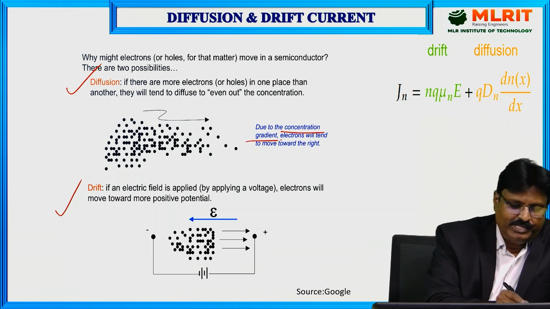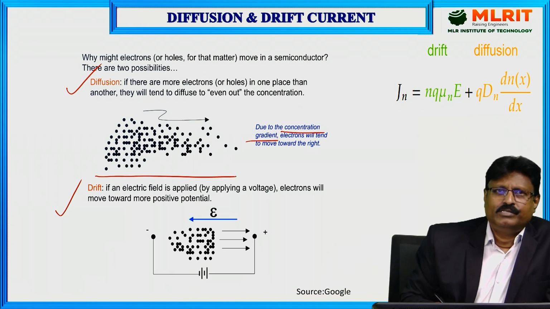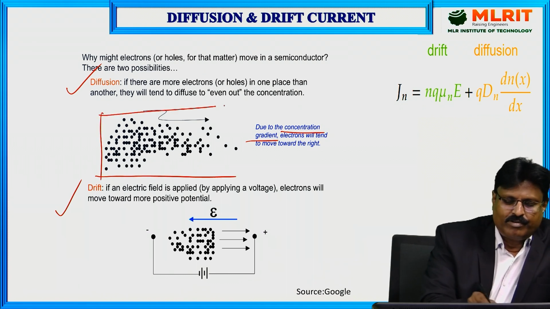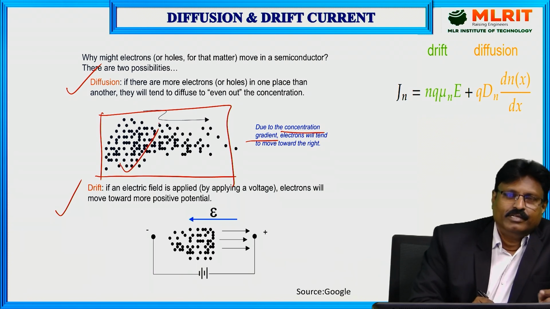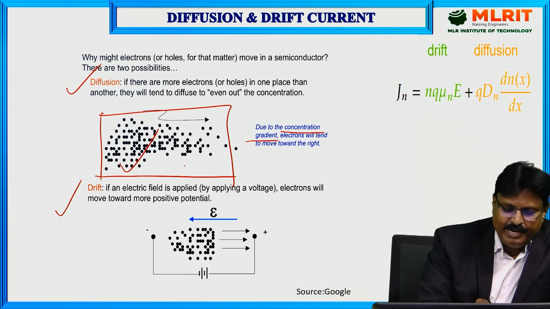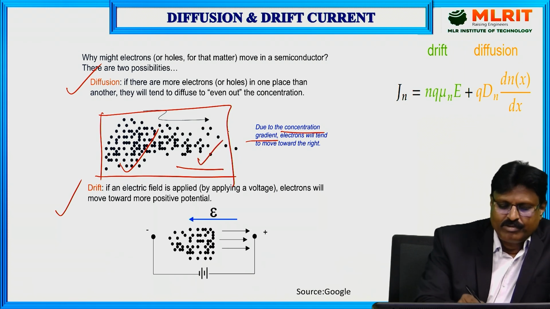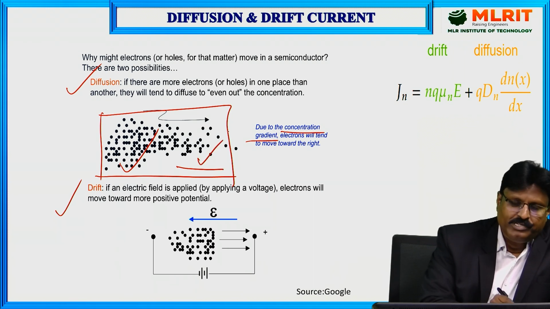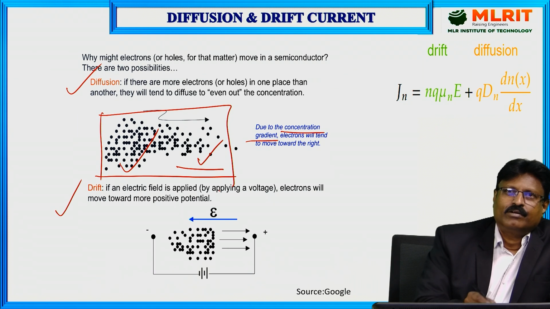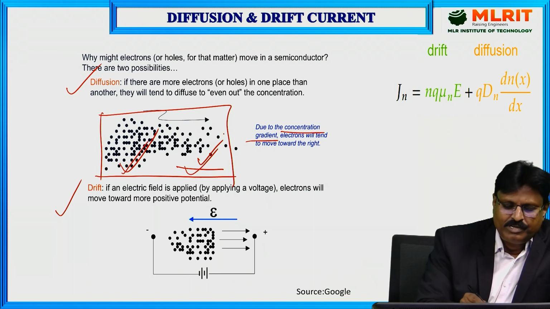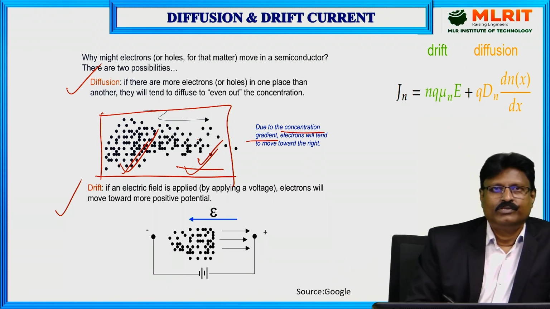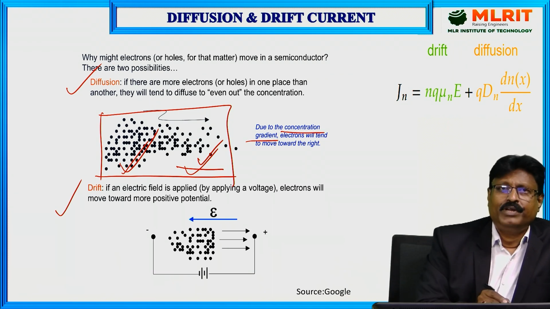As you can see here, this is the region of electrons. If you observe this particular region, the concentration of electrons is more, and if you observe here, the concentration of electrons is less. So there is a concentration gradient, a variation in the concentration. Here the concentration of electrons is more, and the concentration of holes here is less. Due to this, the diffusion phenomenon comes into the picture.